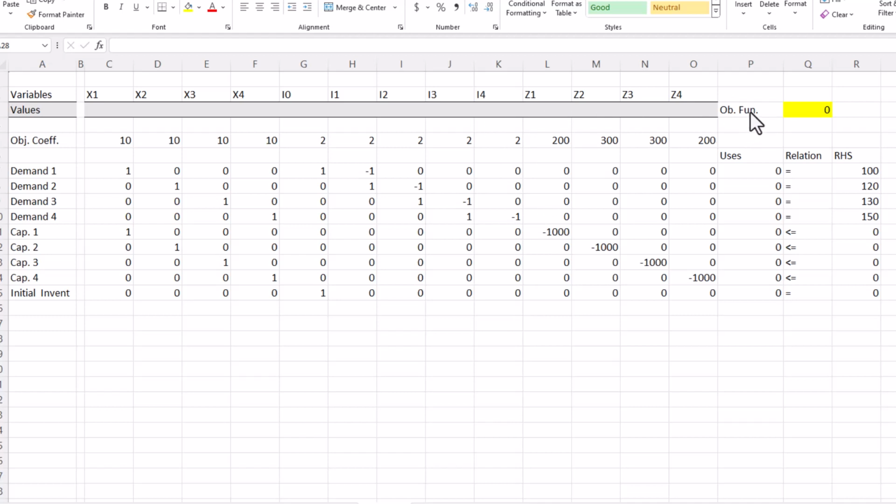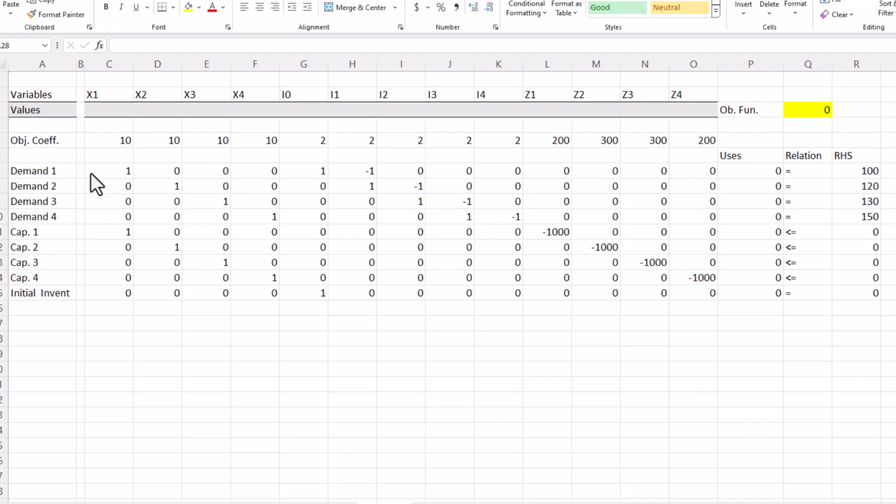My objective function value will be stored here, and the objective function coefficients are here. The first 4 relate to the production per unit cost, which are 10. The second numbers are the inventory carrying cost. If you recall, they were $2 per unit per period. The last 4 numbers are the setup costs that were 200 for period 1, 300 for period 2 and 3, and 200 for period 4.